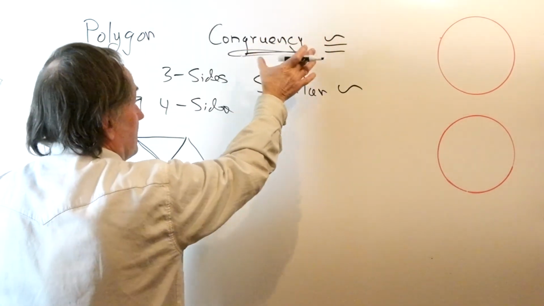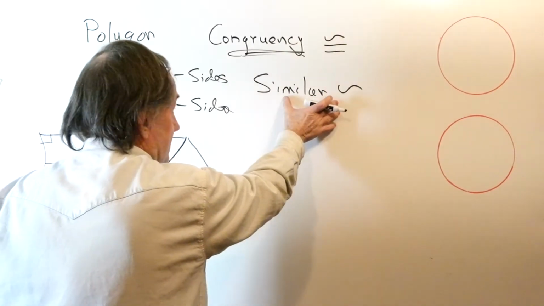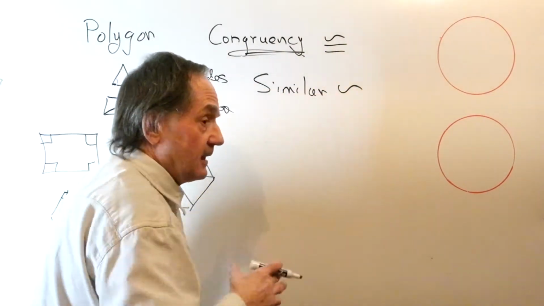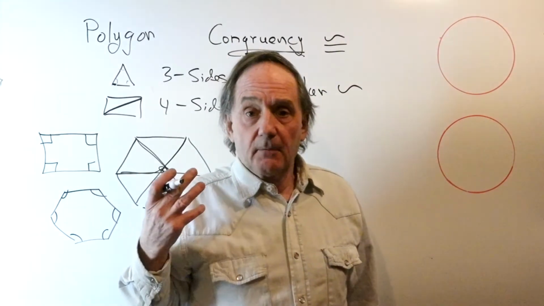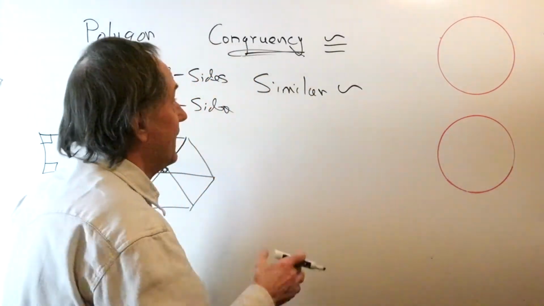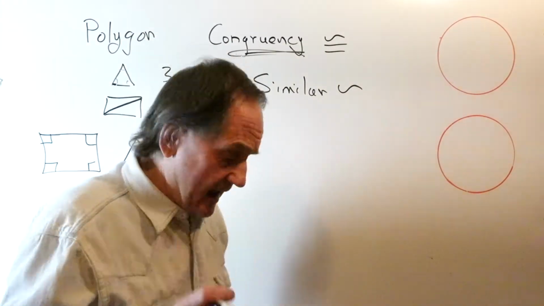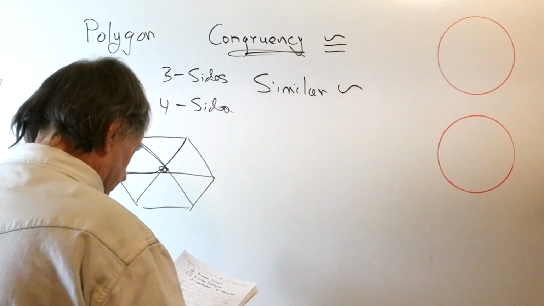Things that are congruent are also similar, but things that are similar are not necessarily congruent, because in similarity we have the same shape, but not necessarily the same size. But with congruency, it's both the same size and the same shape.